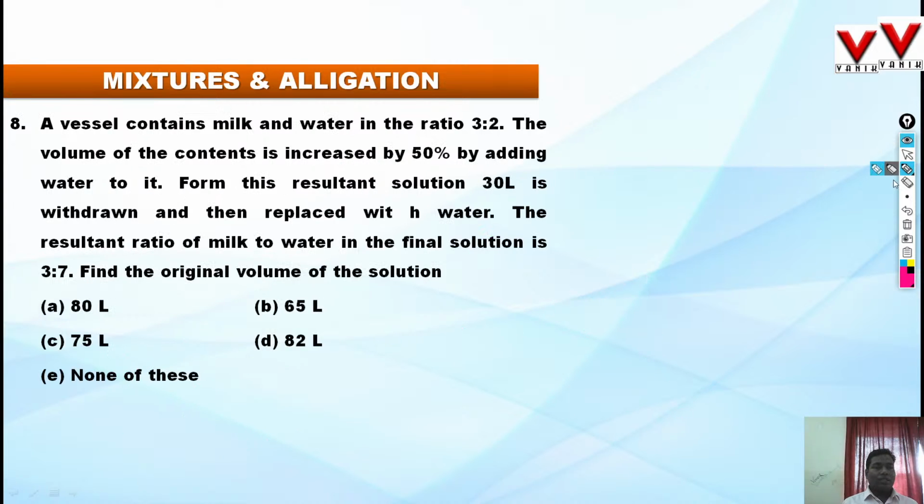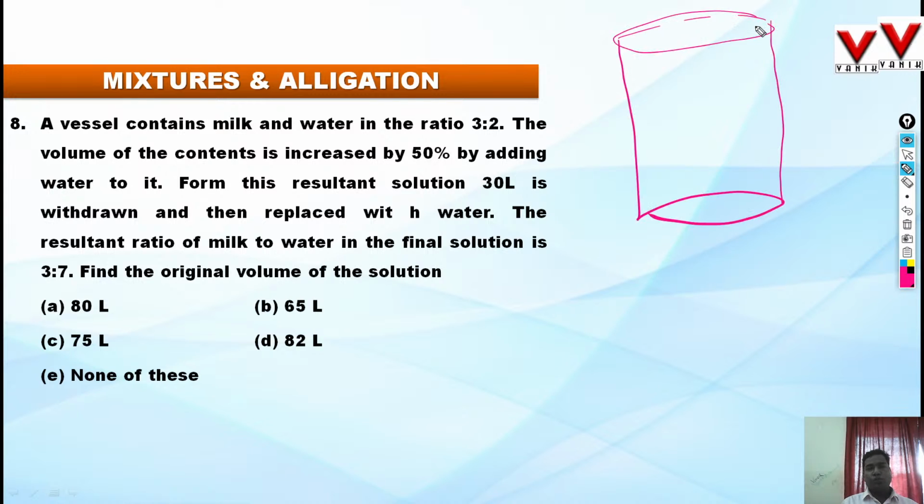A vessel contains milk and water in the ratio 3:2. The volume of the contents is increased by 50% by adding water to it. From this resultant solution, 30 litre is withdrawn and then replaced with water. The resultant ratio of milk to water in the final solution is 3:7. Find the original volume of the solution. Suppose this is your vessel. Milk and water ratio is 3:2.